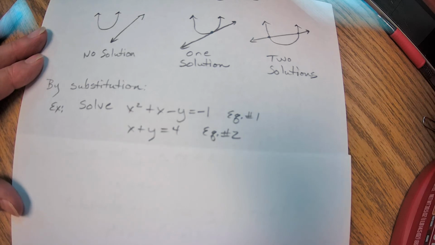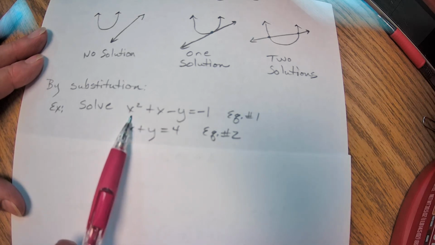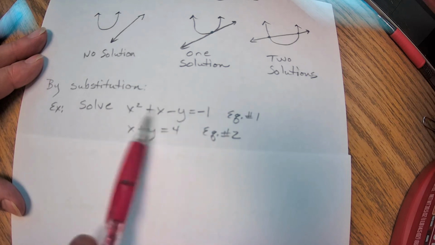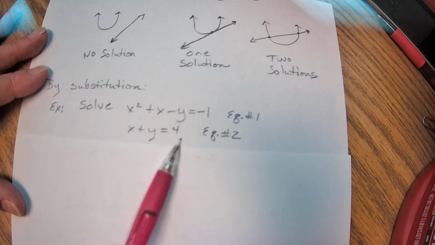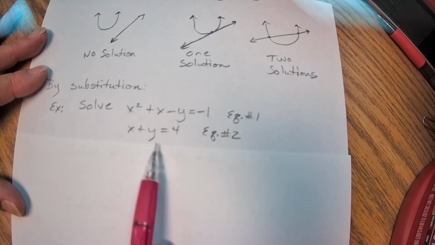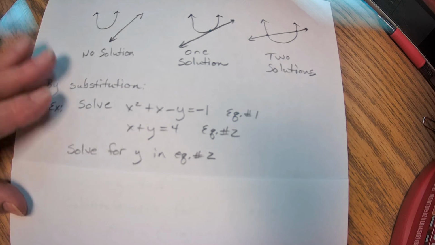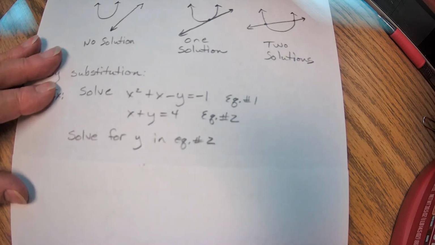So let's look at this example. Our first equation is x squared plus x minus y equals -1. This obviously is quadratic, it's a parabola. And this is a straight line, x plus y equals 4. So I'm going to go ahead and solve equation number 2 for y. And when we do that, we're going to get y equals 4 minus x.